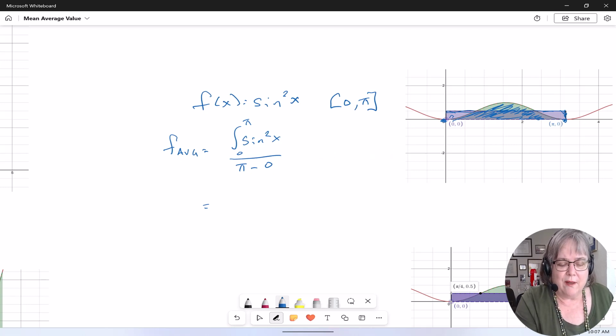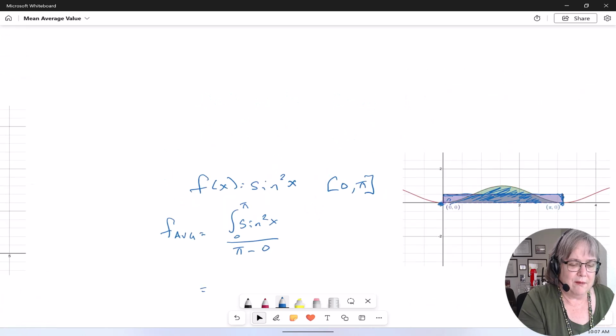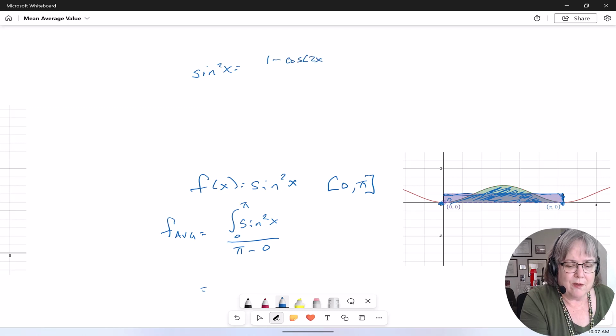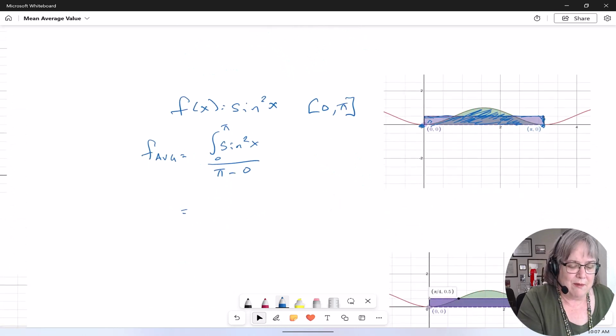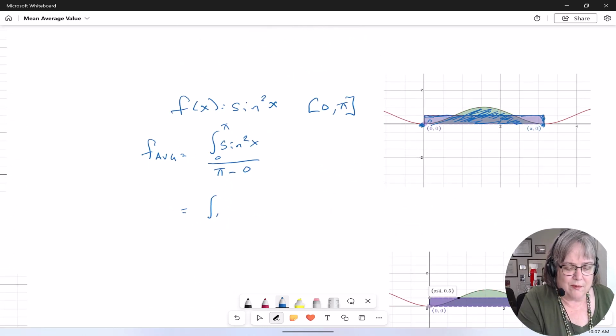But in trig, there was this lovely formula or relationship where you would know that sine squared x can be written as 1 minus cosine 2x over 2. And I can deal with it too, right? If u was 2x, it's easy to come up with the 2. It's hard to come up with a cosine that's not there, right? So we're going to rewrite this and say this is the integral from 0 to pi of this 1 minus cosine 2x over 2. Don't forget the denominator.